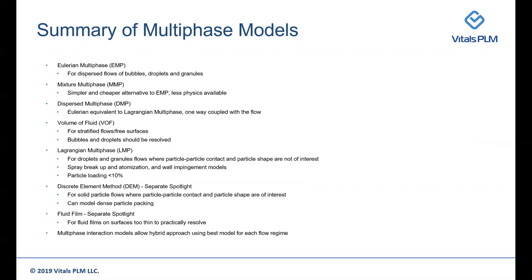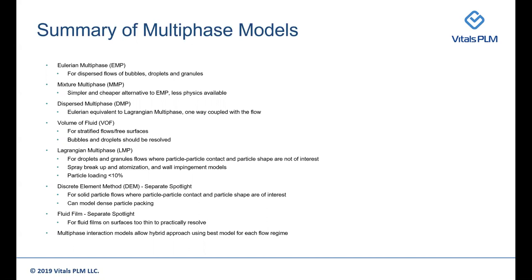To summarize all the multiphase models, both Eulerian and Lagrangian multiphase. Eulerian multiphase is for dispersed flows of bubbles, droplets and granules in a continuous phase. Dispersed multiphase, DMP, is an Eulerian equivalent to Lagrangian multiphase, but the limitation is it is only one-way coupled with the flow. Volume of fluid approaches are for stratified flows or free surface flows. Bubbles and droplets can be resolved with this approach. Lagrangian multiphase, LMP, is for droplets and granular flows where the particle-to-particle contacts or particle shapes are not of interest. And for sprays, breakup and atomization, both primary and secondary, and wall impingement effects can be modeled.